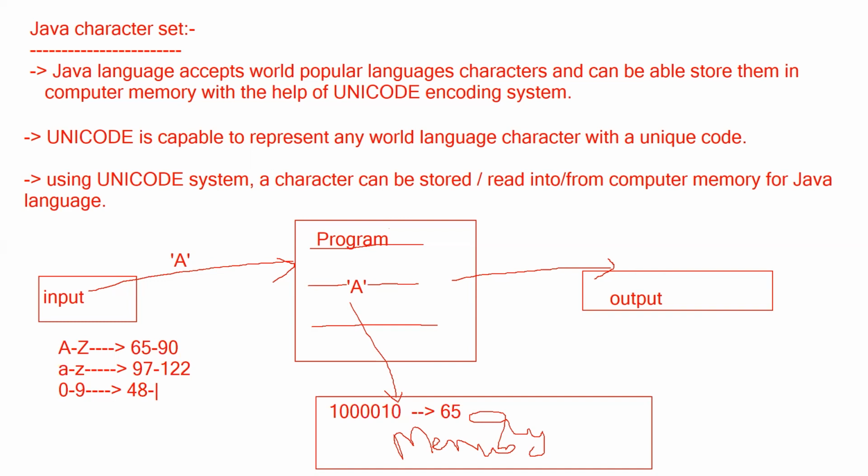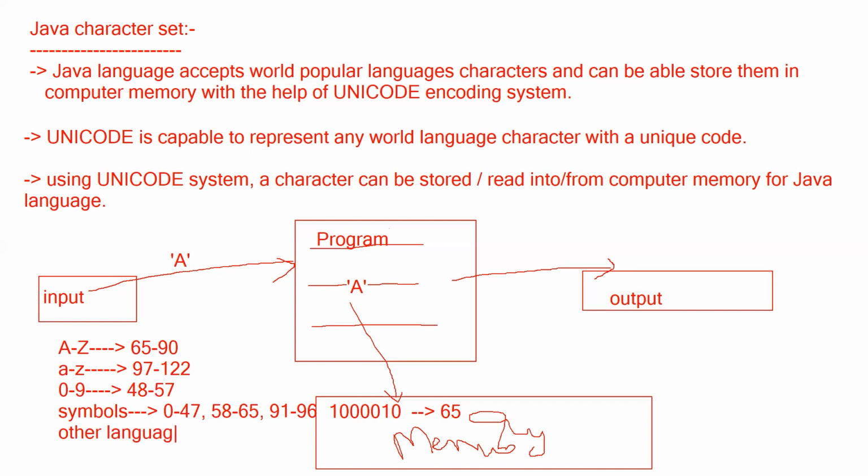is 48 to 57, and symbols, which you can find on the computer, are 0 through 47, 58 to 64 and 91 to 96. So those are the symbols.